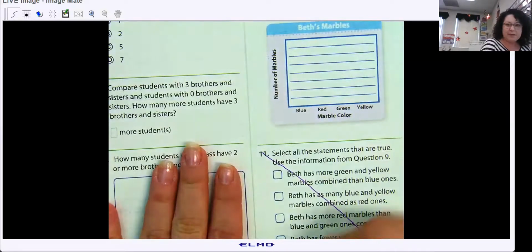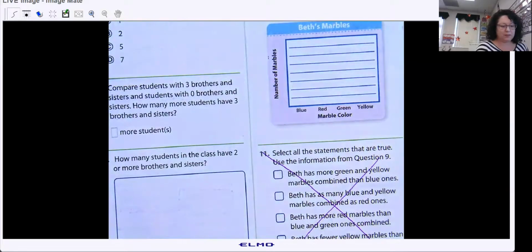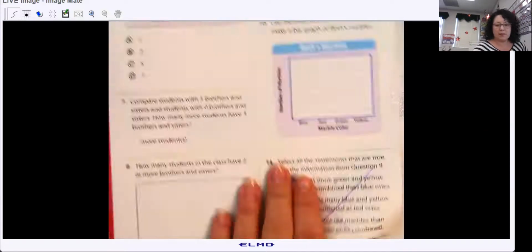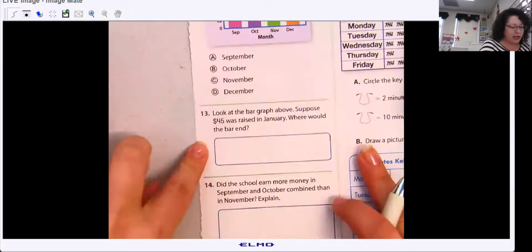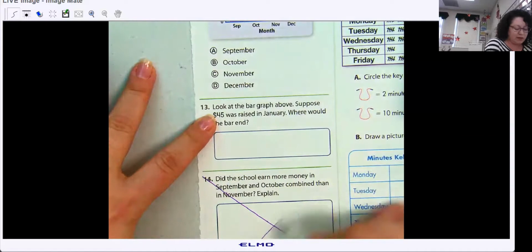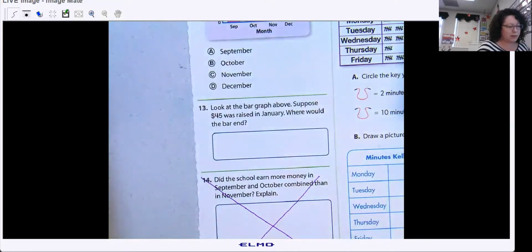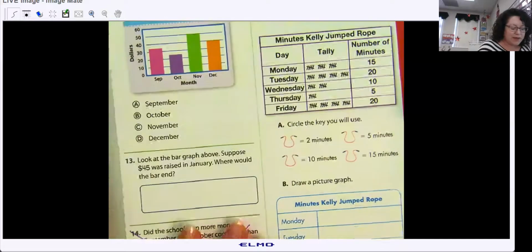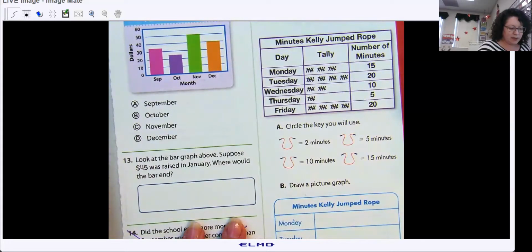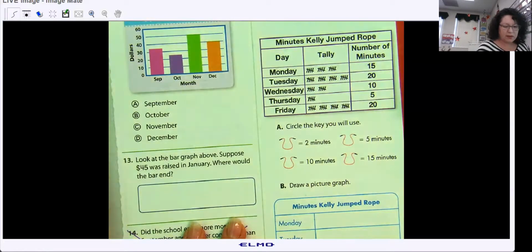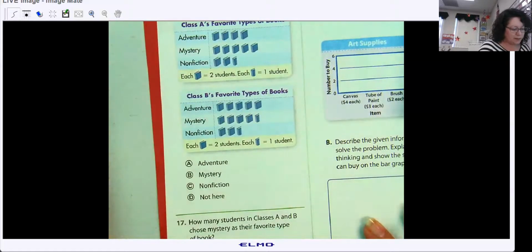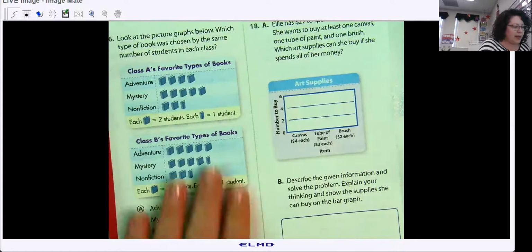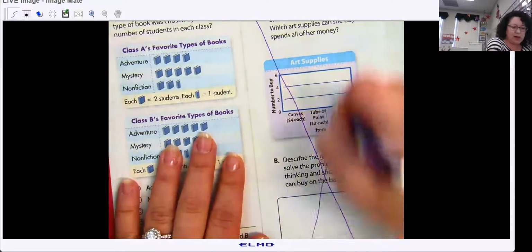We're going to take out 11. Number 12 is fine. 13, good. 14, mark that one out. 15 is a long one, but it's fine. 16's good. 17's good. And we are going to take out number 19.